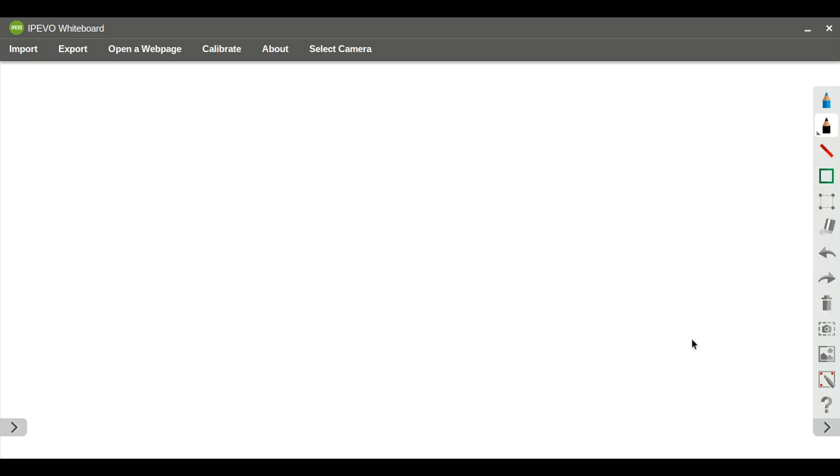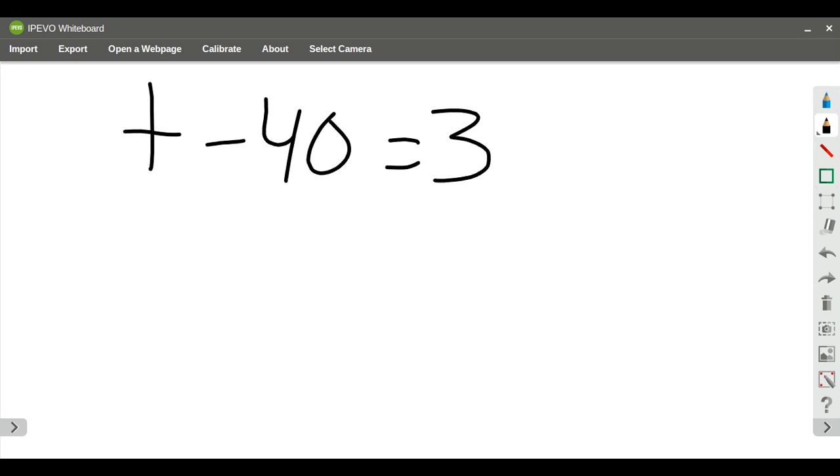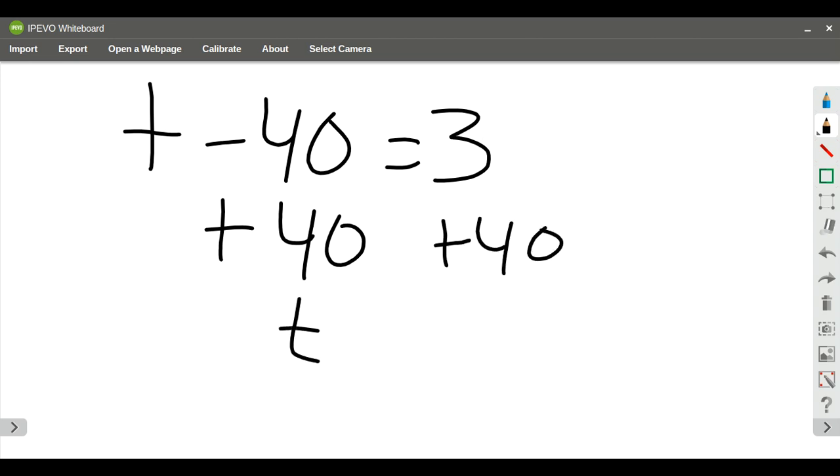Okay? So the next one I have is t minus 40 equals 3. So again, the operation I'm doing is subtraction. So my inverse operation is going to be addition. So I'm going to add 40 to this side. And my properties of equality say that because I added 40 to the left side of the equation, I need to add 40 to the right side of the equation. So I'm going to add 40, and I'm left with t equals 43.